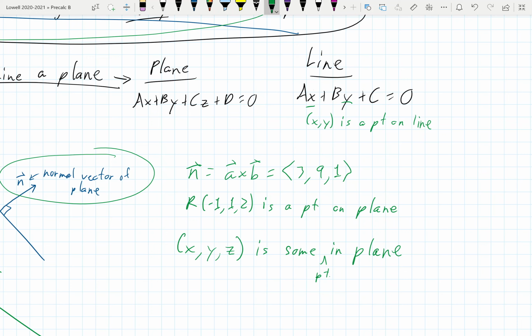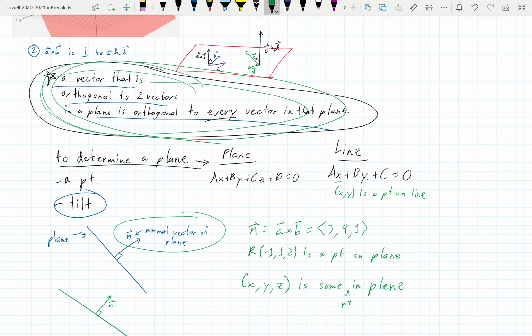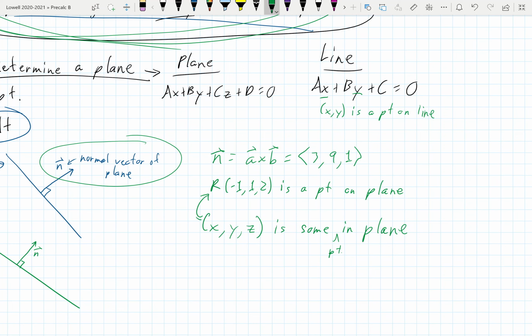Okay? Why do I need both of these? Well, we're going to use, again, this fact that the normal vector is perpendicular to all the vectors in the plane. So what I'm actually going to do is create this vector, the vector that points from one point to the other. It doesn't matter which one goes where. I'll call this point M, so the vector goes from M to R.